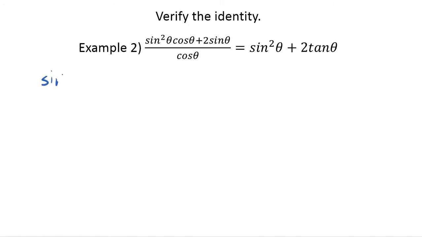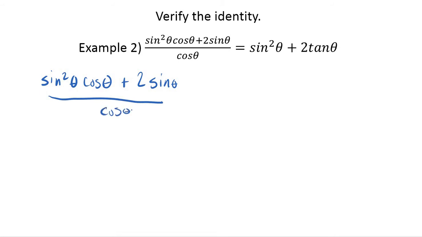So we've got sine squared theta cosine theta plus 2 sine theta over cosine theta, and I'll try to model here what I would encourage you to do, how you would show your work in a process like this. So I'm going to show the side that I'm working with. So this is just the original statement. And now let's work with it.